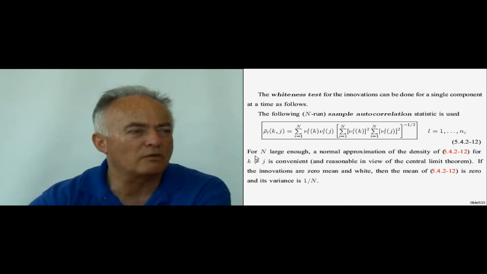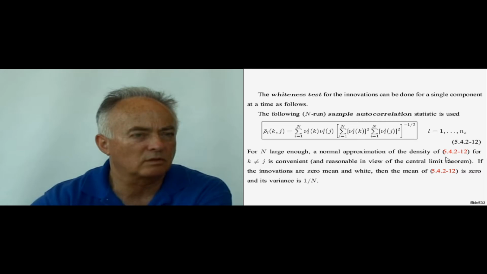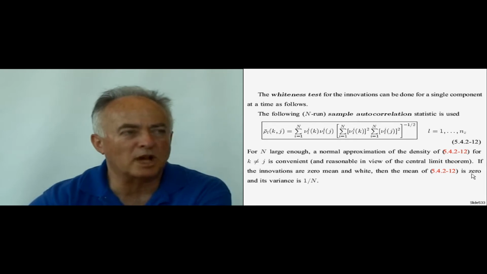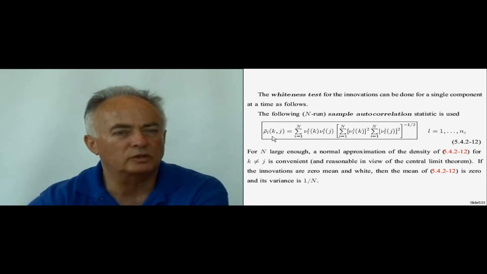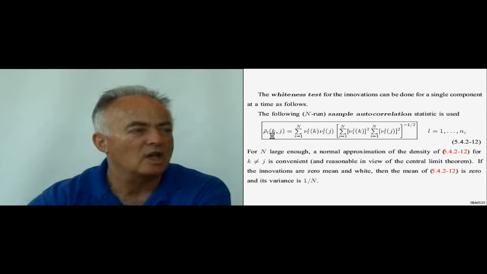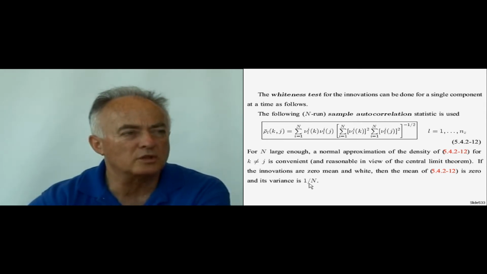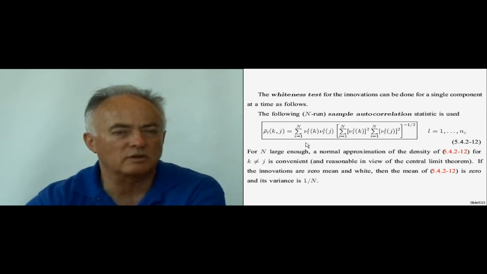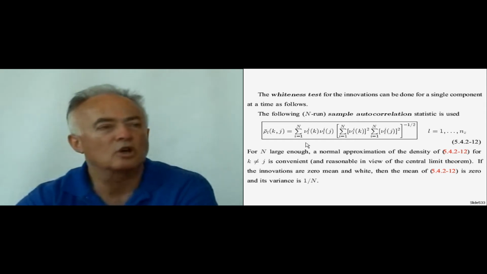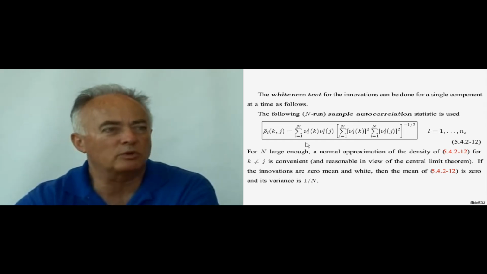For large enough n, this quantity can be approximated as having a normal density for k different than j. The mean of that will be 0, because ideally it should be 0 for any k different than j, and the variance is 1 over n. So with this, we have the third test, for whiteness on a component-by-component basis.